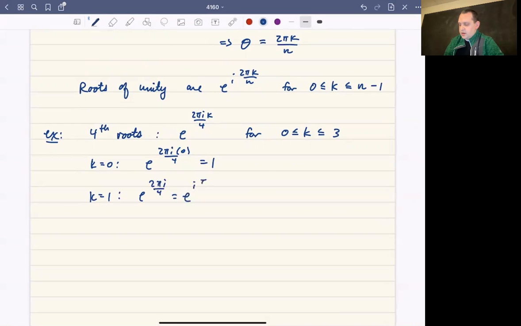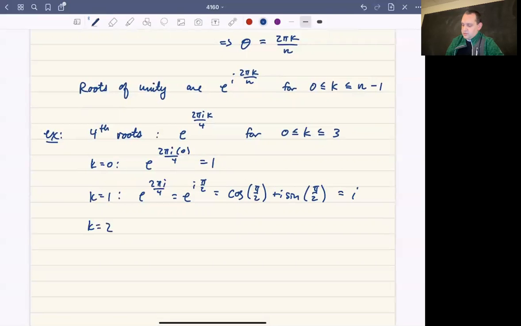e to the i times pi over 2. And then that's going to be what would be kind of the north pole of the circle. So in other words, the point i, right? This is, if we wanted to write it out, cosine of pi over 2 plus i sine of pi over 2. Cosine of pi over 2 being 0, sine of pi over 2 being 1. So this is just i.